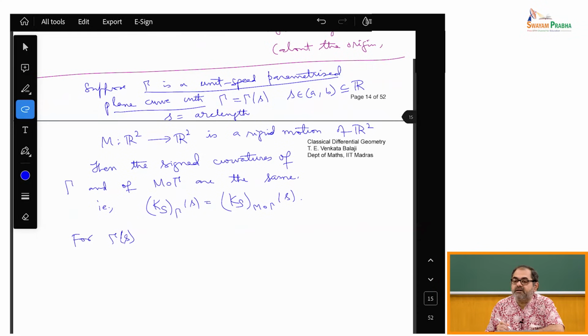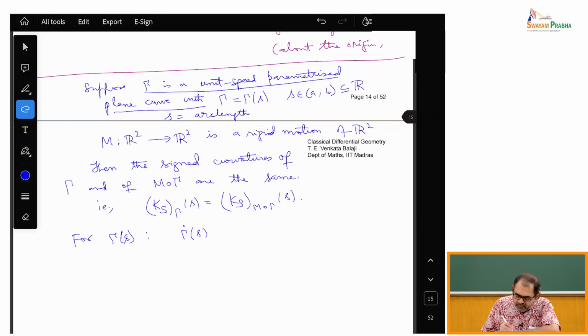So for gamma of s, how do you get the signed curvature? The way this is done is that you use the fact that the signed curvature is the derivative with respect to the arc length of a turning angle, and for that you need to use the fact that every C1 unit vector admits a turning angle. So for gamma of s, the norm of gamma dot of s is 1, since gamma is unit speed.